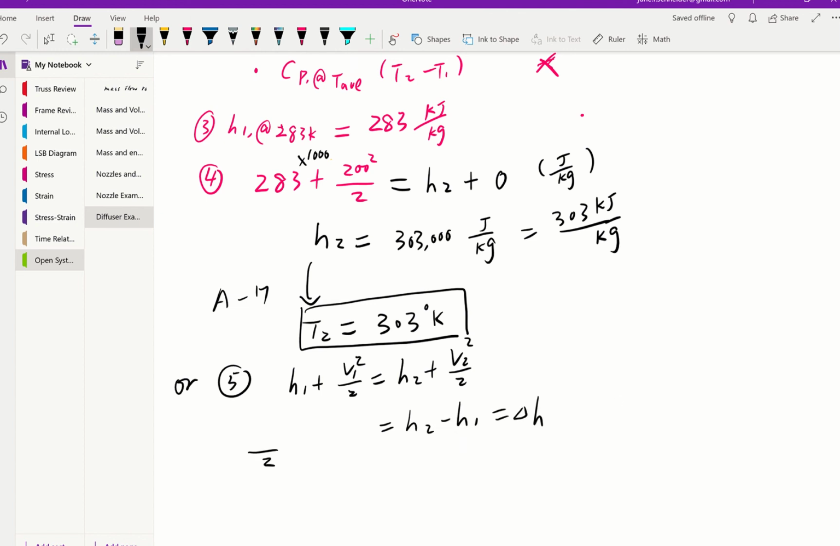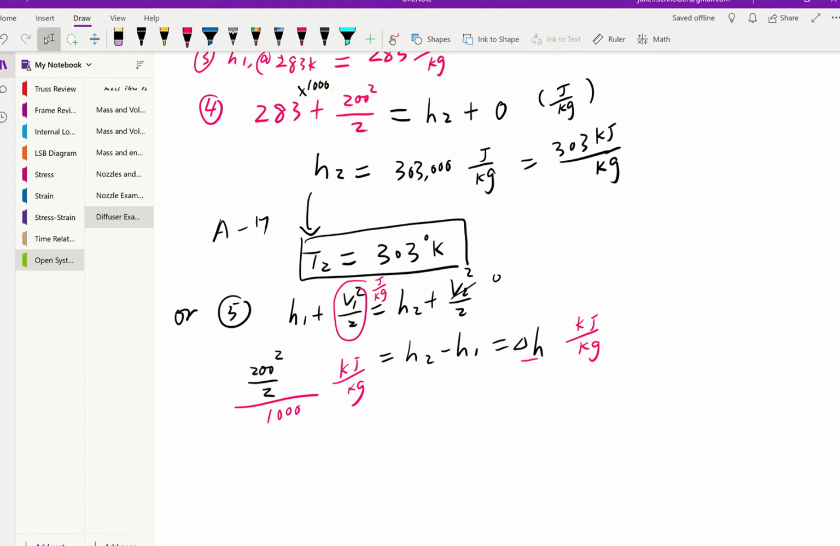Then we'll have half V1 square. V1 is 200 minus V2, that's 0. So it will be that. And here we could use the unit a different way, because our half V1 square is going to be in units of joule per kilogram. How about we change this to kilojoule per kilogram? In order to do that, we're going to divide this by 1000. That will give us a unit of kilojoule per kilogram, and this side is going to be kilojoule per kilogram. So let's go ahead and divide it for this particular method.